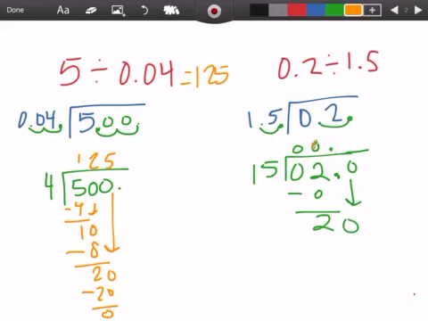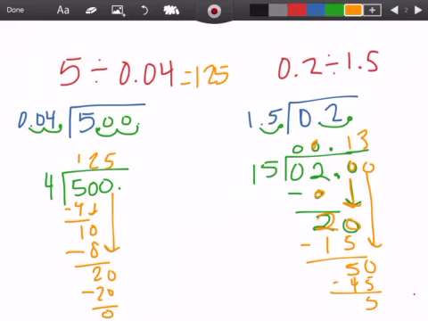Sorry, I should have switched my colors here. All right, 15 into 20 once is 15. 5 left. This becomes 15 into 50. That's going to happen 3 times, which is 45. And it looks like we're going to be repeating that 3, because again, it'll be 3 times there. I already brought my decimal up, so my answer here is 0.13, and the 3 repeats.